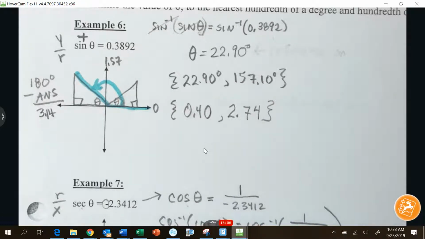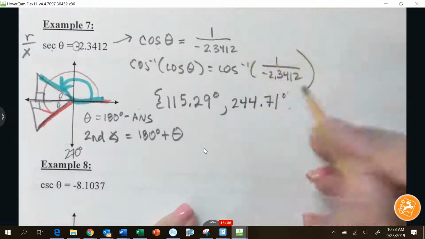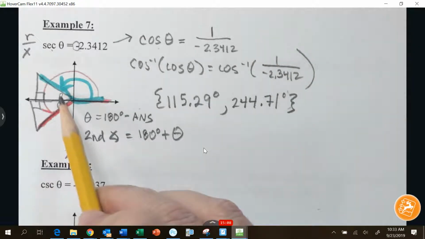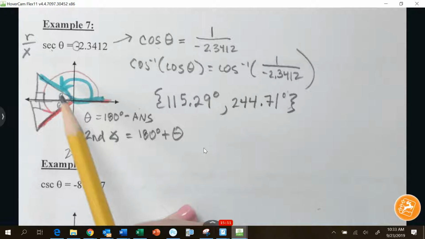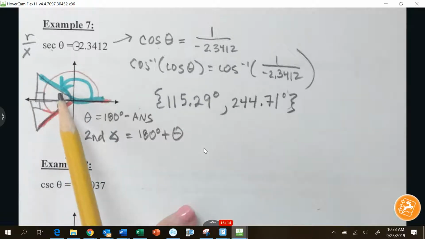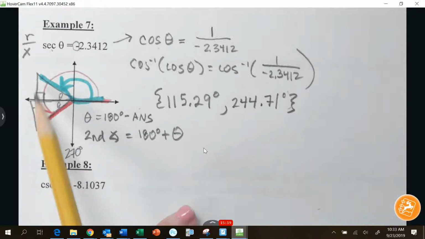You ready? Let's keep going. So what I did was, I found out my theta. I subtracted that from 180 so I could find out what was left over. Then I took that same answer, added it to 180 so I could find out the second number.